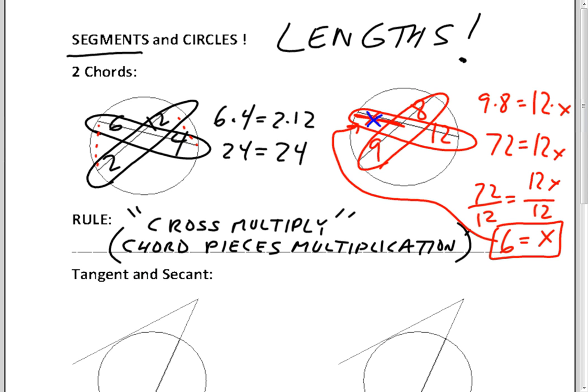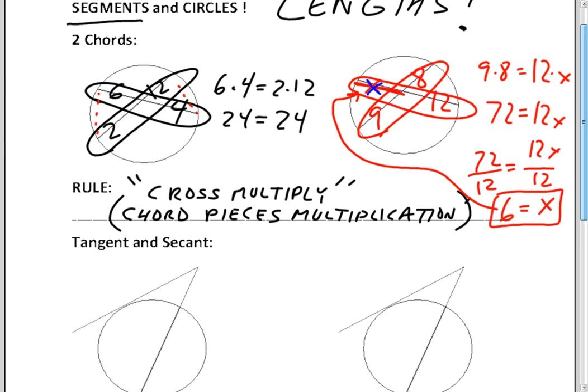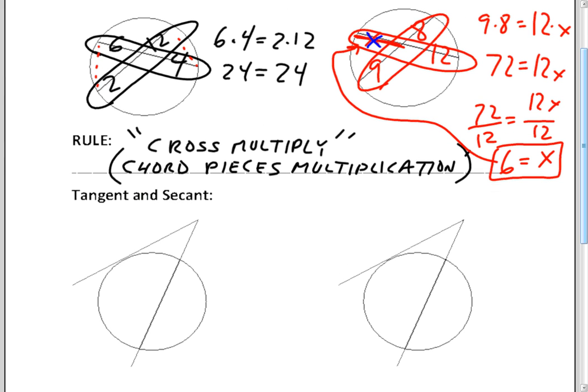And that's what I've got up on the sideboard. I've got a little segment area here. When you have two chords and you've got pieces of those chords, cross multiply those pieces to set up an equation. The rest of the rules deal with multiplication. And ultimately, they're going to come from similar triangles, even though we're not looking at similar triangles yet.